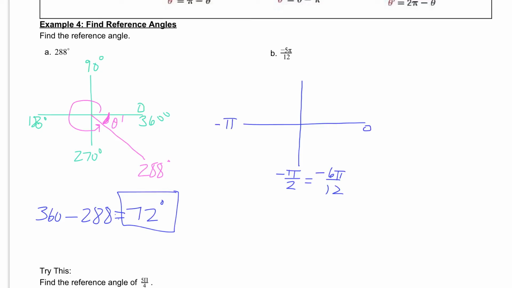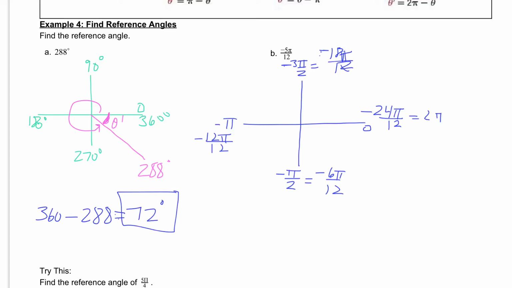Rotating halfway around is negative pi. And again, if we change it in terms of 12, it would be negative 12 pi over 12. And then back up to the top here, this would be negative 3 pi over 2. And converting that to 12ths, we would get negative 18 pi over 12. And then all the way around would be negative 24 pi over 12, or 2 pi. Then we want negative 5 pi over 12, so we're going in this direction.